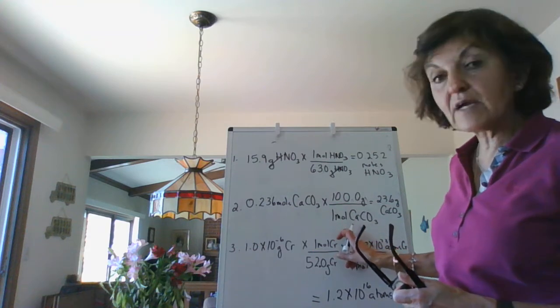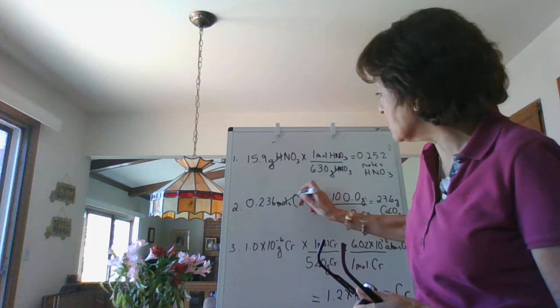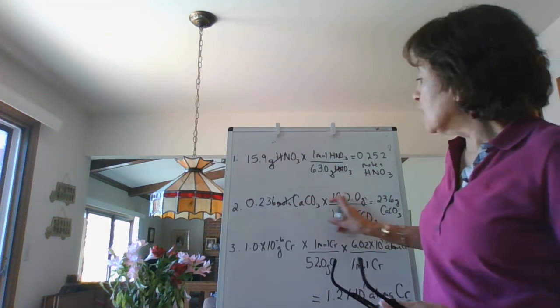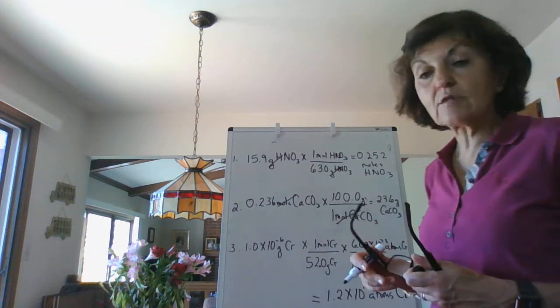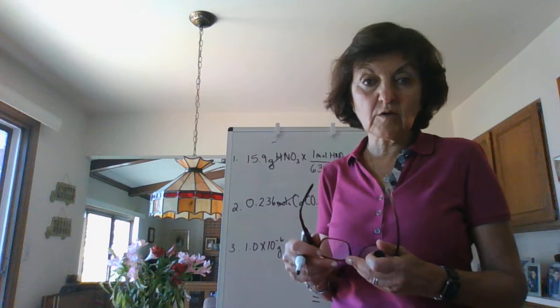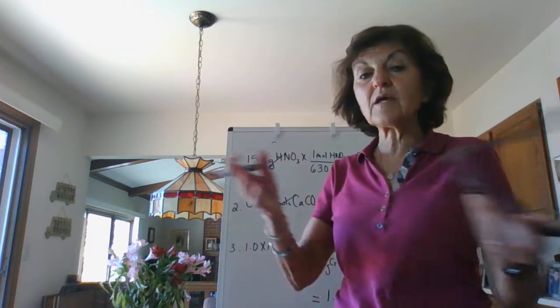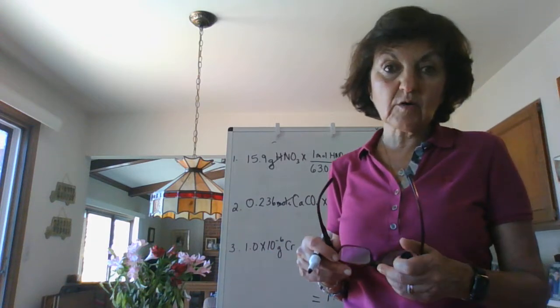We put the mole down here and the grams up here. Why did we do that? Because we want to cancel moles, okay? You then do the math, 0.236 times 100, you get 23.6 grams of calcium carbonate. So if you have 0.236 moles of calcium carbonate, that is going to weigh 23.6 grams of calcium carbonate.